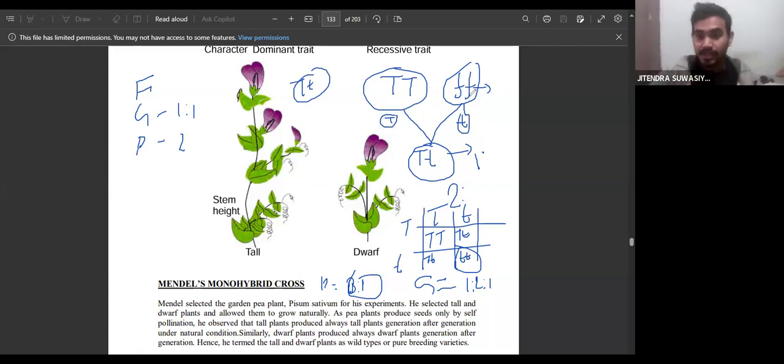So that's how Mendel found the genotypic ratio and the phenotypic ratio. In the genotypic ratio, he found a 1:2:1 ratio, and the phenotypic ratio is 3:1, that is, three plants were tall and one plant was dwarf. But in the F1 generation, everything he observed was tall only. Okay.